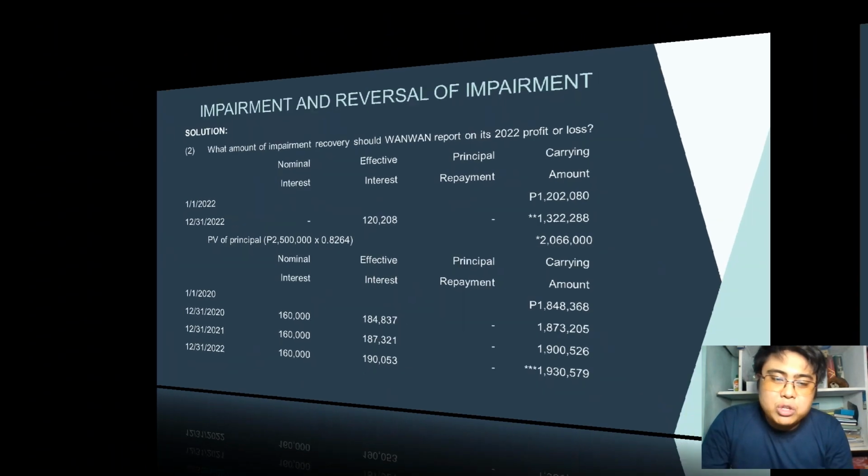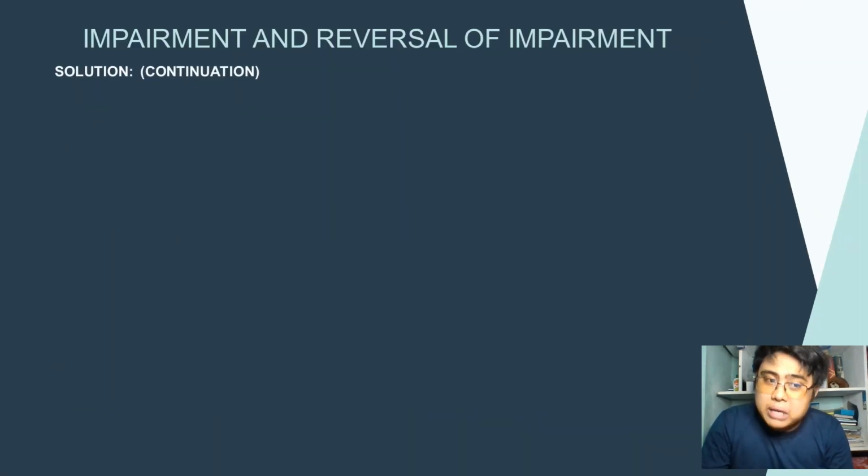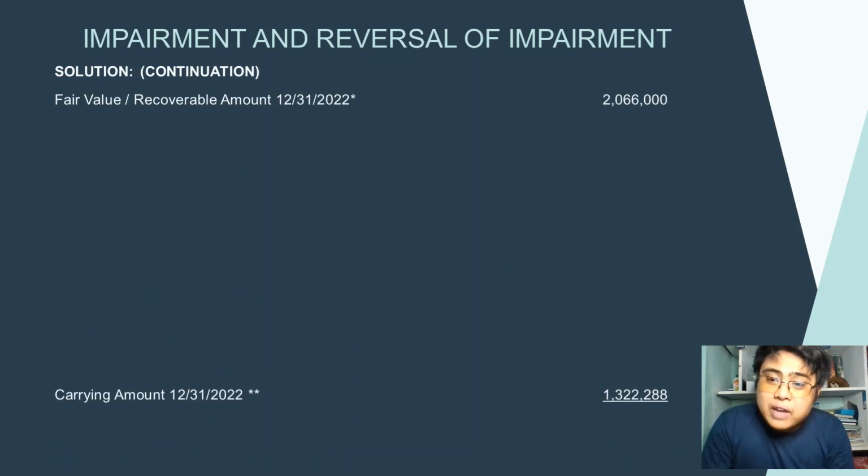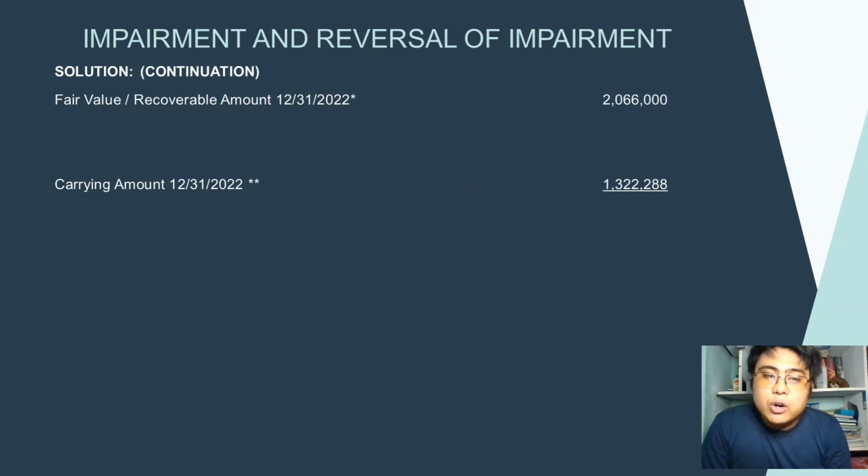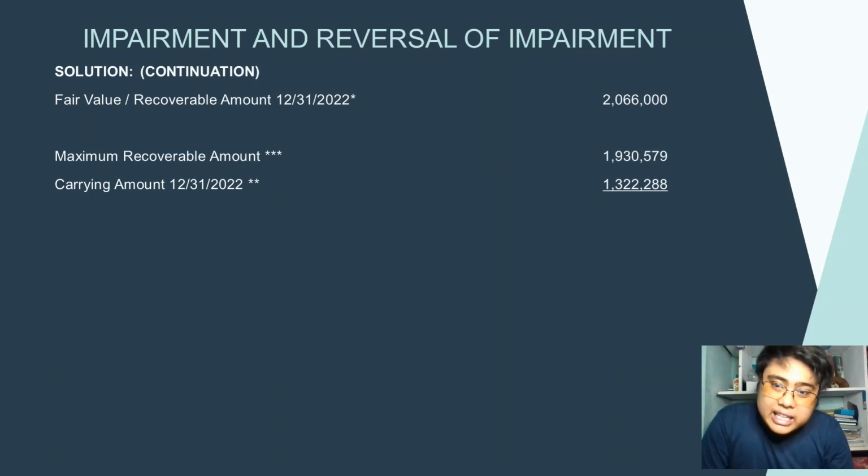Okay, and as we compute your gain on reversal, again, I'll repeat, supposedly, ang i-compare mong amount, yung 2,066,000 na fair value, saka carrying amount na 1,322,288. Pero ang paliwanag ko nga kanina, hindi posible. Imposible siya kasi 743 ang lalabas. So that's the time na gagamitin mo yung limit. Kasi sabi natin kanina sa discussion natin ng reversal, if ever na yung fair value mas mataas sa limit, limit ang gagamitin mong pang-compare ng carrying amount.